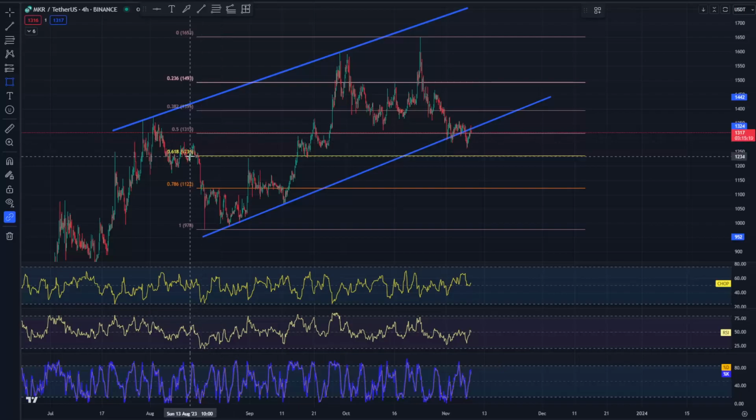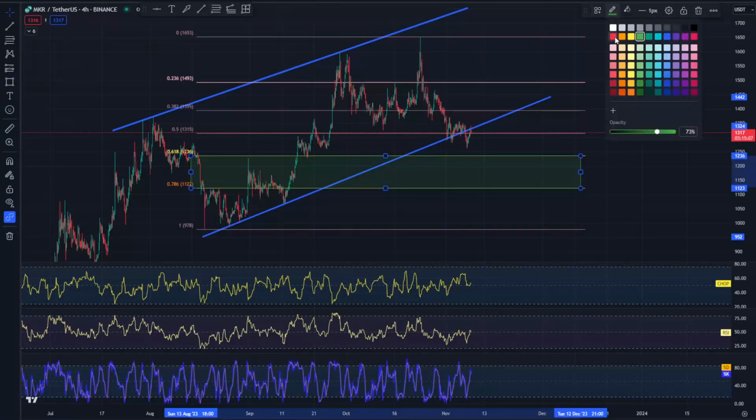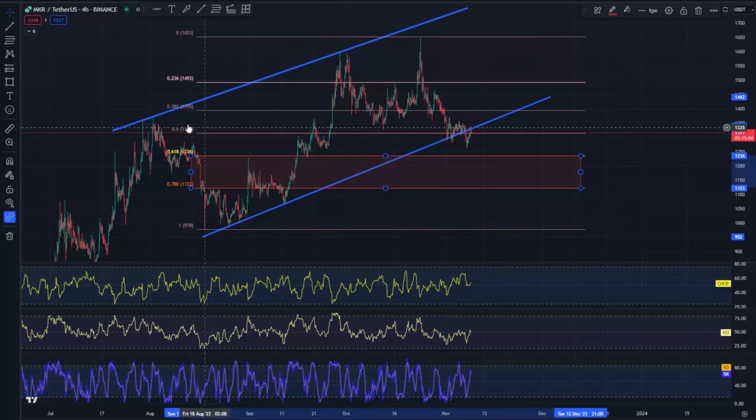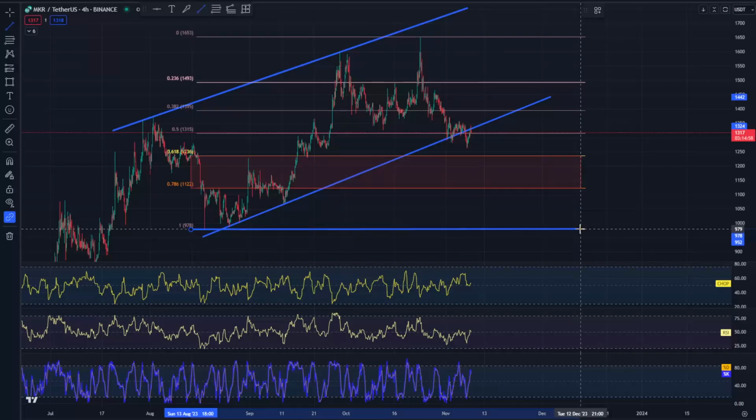And here we have a visible strong support zone from $1,236 to $1,123. But if this zone does not hold the price, we may see a drop to the support level of $979.